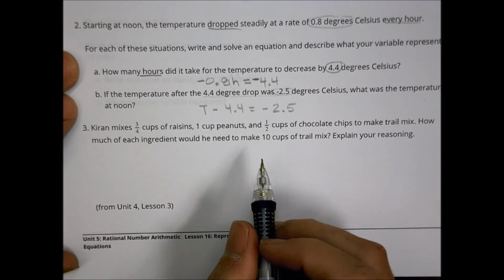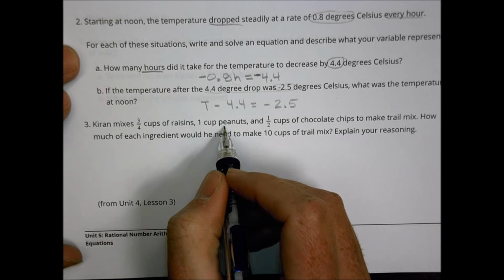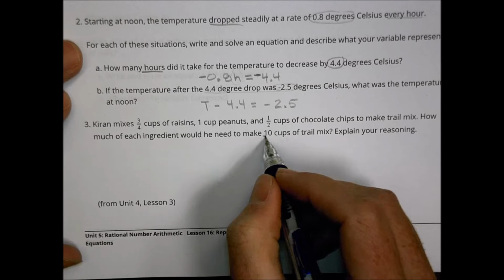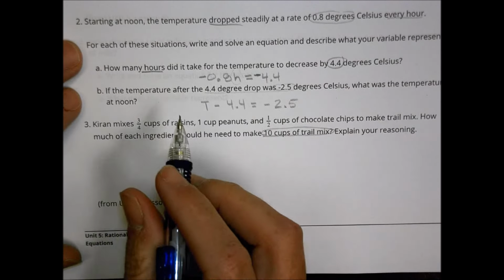Okay, the next one. This was another one of those crazy ones here. Kieran mixes 3/4 cups of raisins, 1 cup of peanuts, half a cup of chocolate chips to make trail mix. How much of each ingredient to make 10 cups of trail mix? All right, so a little bit complicated here. Let's first of all see what we're making.